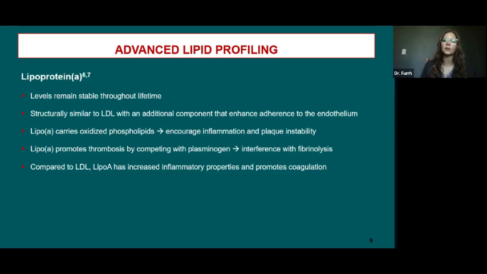It's structurally similar to LDL, but it does have an additional component that enhances adherence to the endothelium wall. Lipo-A also carries oxidized phospholipids, which encourage inflammation and plaque instability. And lipo-A promotes thrombosis by competing with plasminogen, therefore interfering with fibrinolysis. So compared to LDL, lipo-A has increased inflammatory properties, it promotes coagulation, and it also makes for more unstable plaques, all of which greatly increase cardiovascular event risk.